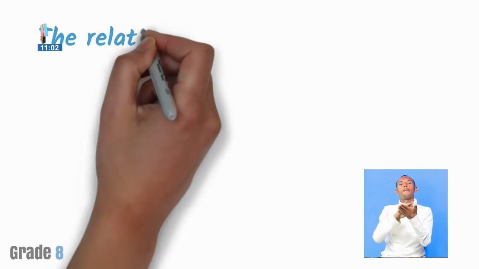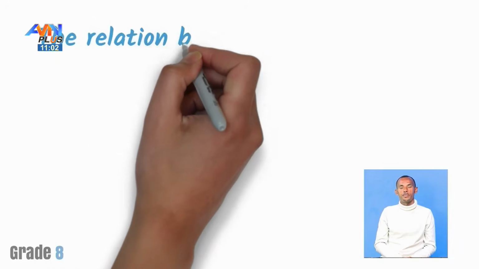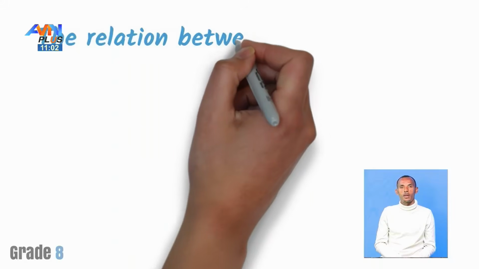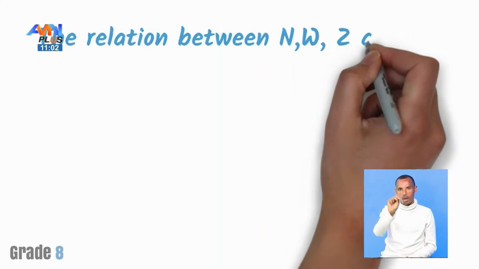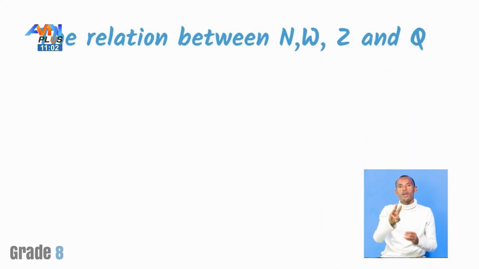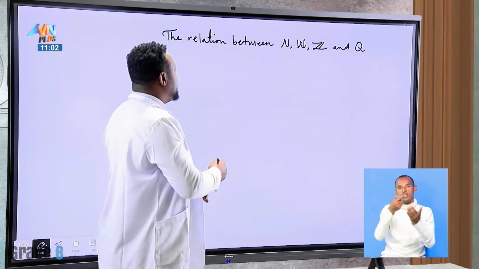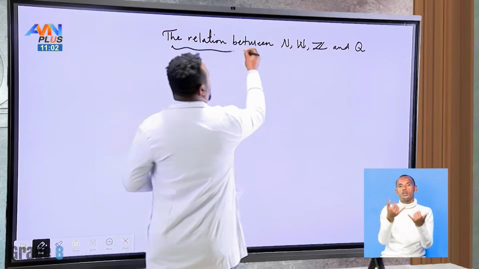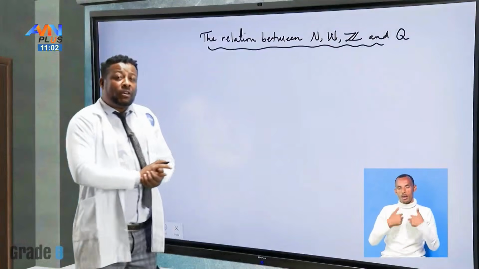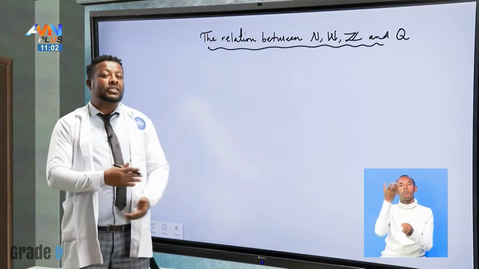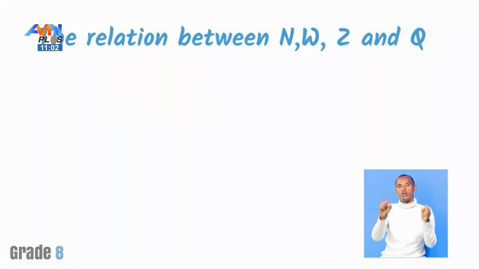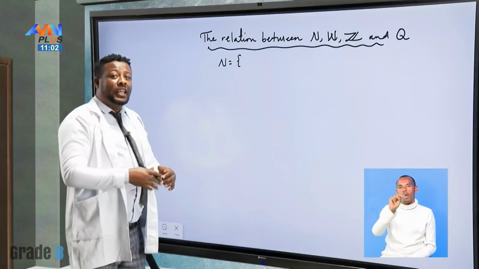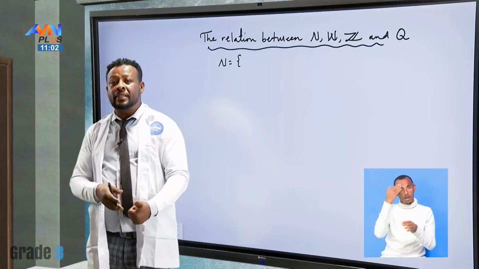The relation between natural numbers, whole numbers, integers, and rational numbers. Okay, so this is the first point of discussion for today. We have seen different number systems in our previous discussion. The first set of numbers is the set of natural numbers. Do you remember what numbers the set of natural numbers contains?